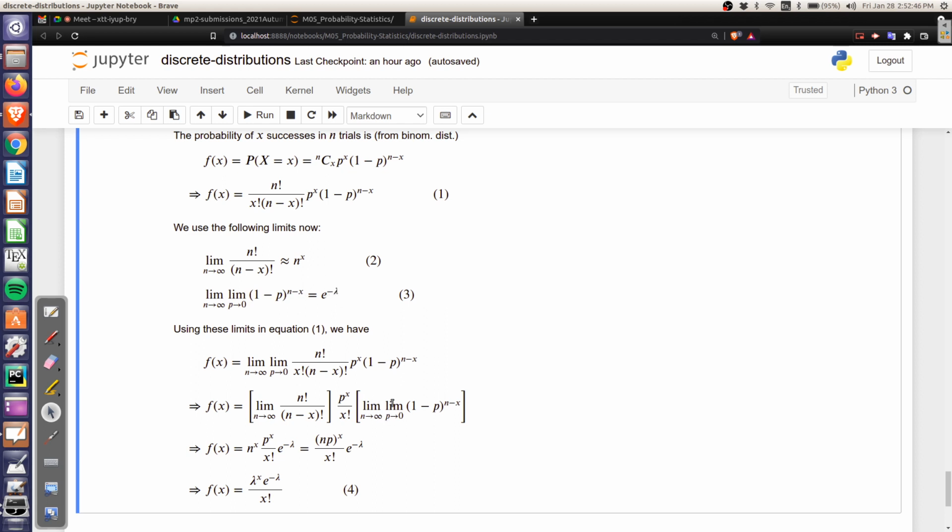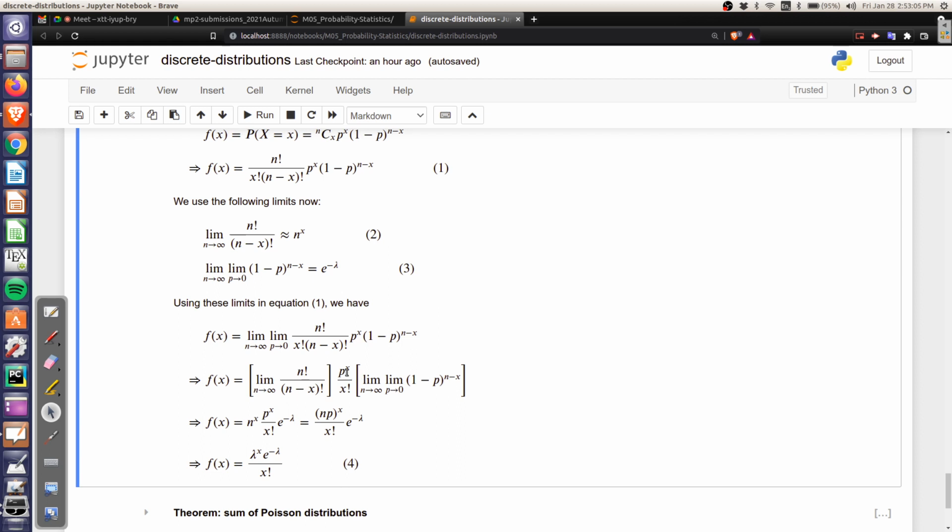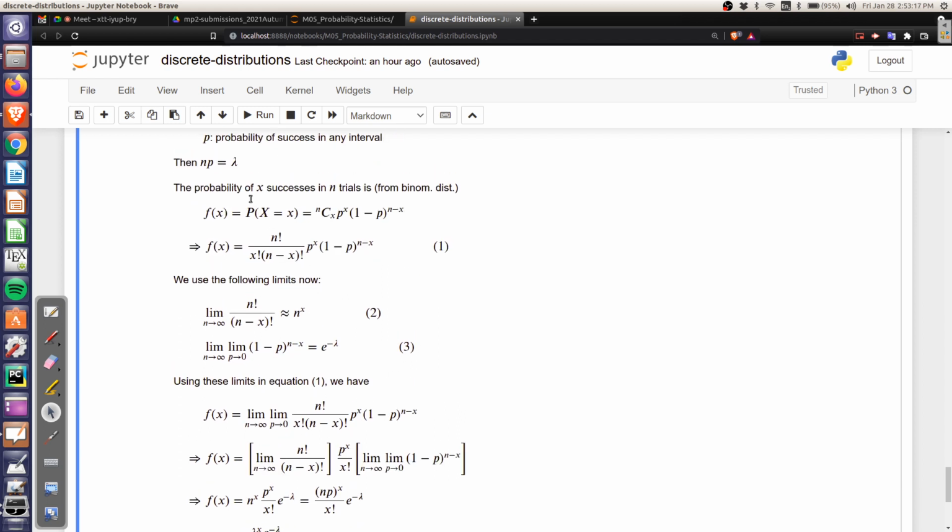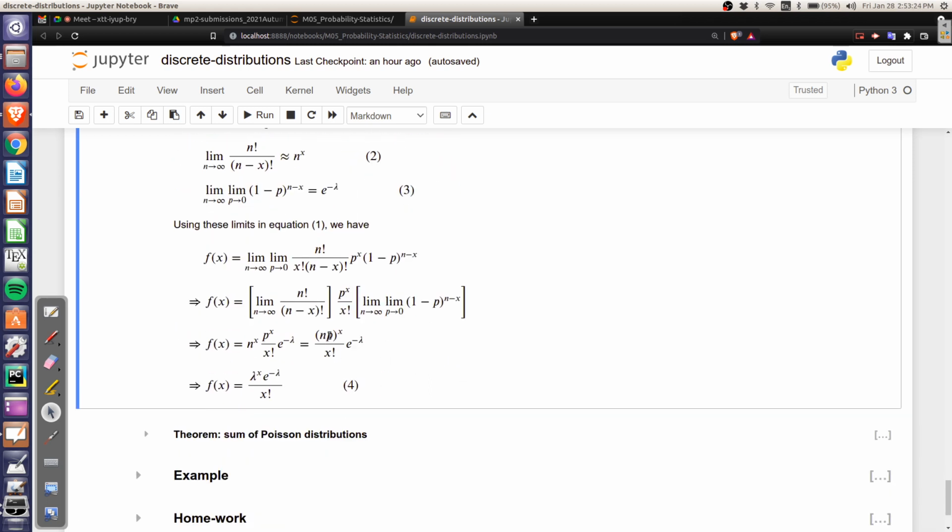Okay, so we'll get e to the power minus lambda over here, and then because it becomes independent of n, I can just drop this, taking this limit as n tends to infinity, and as a result this is going to simply give us n to the power x. And then we have p to the power x. So (np) whole to the power x divided by x factorial, and then here we have e to the power minus lambda from equation number 3. np, we define as the parameter, np is nothing but lambda. Consequently here we're going to have lambda to the power x, e to the power minus lambda, by x factorial.